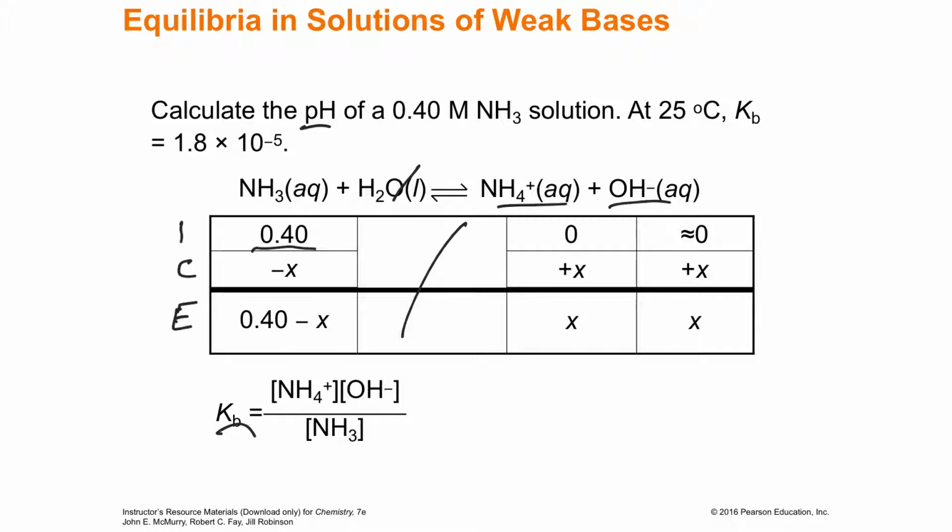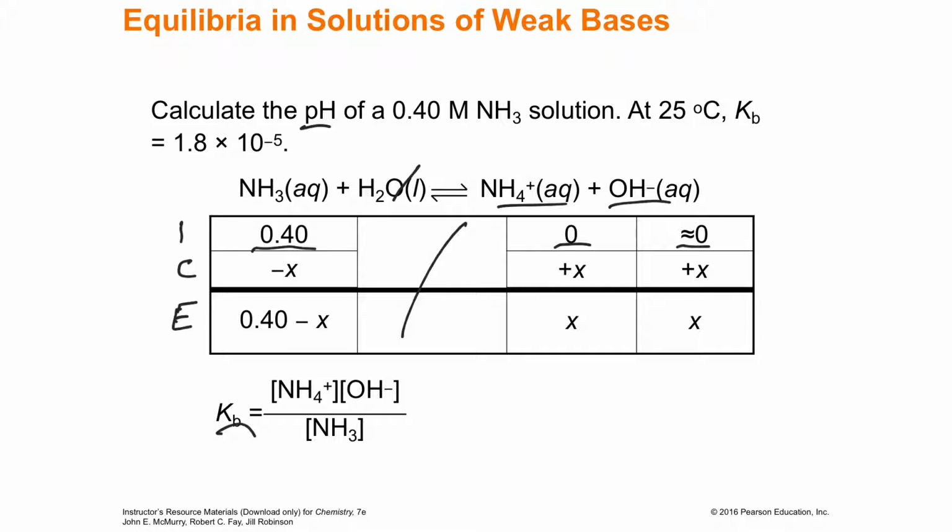So this is going to be your initial, 0.4 molar initial. You're going to have no ammonium at the beginning because none of your ammonia has broken apart. You're going to have about 0 of hydroxide because remember, water can self-ionize, auto-ionize, and so some of that water can break apart into hydronium and hydroxide, but that's so small that essentially you can ignore it. Okay, so that's kind of 0.